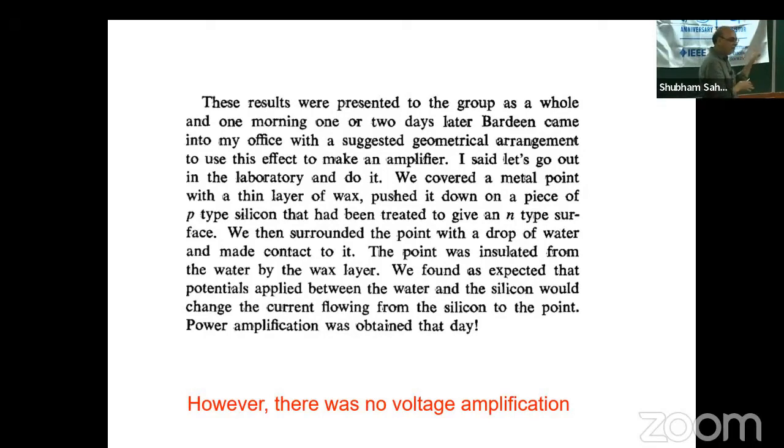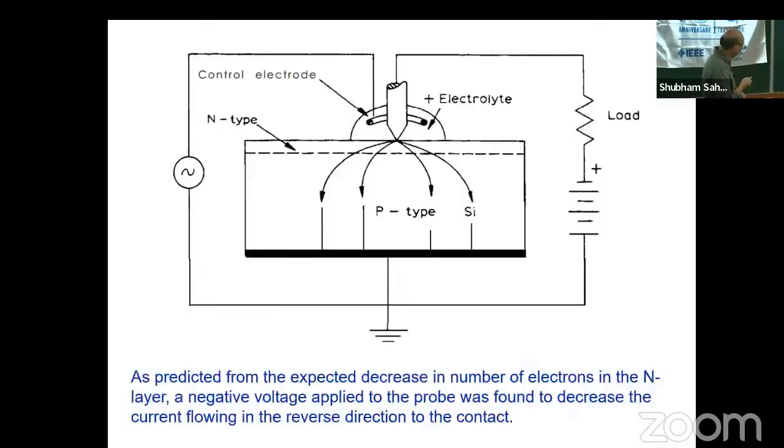It was not an amplifier, it was just a contraption to see the field effect. How do you modulate the surface barrier, right? So Brattain suggested a certain arrangement, which you will see, that why not make an amplifier using it? And this was the arrangement.